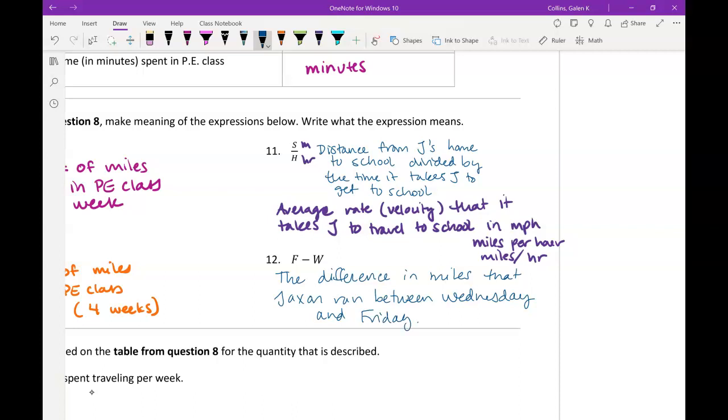So if that expression is positive, like if I were to actually plug in numbers and I got a positive, that would mean that Jackson ran more miles on Friday than Wednesday, and vice versa. If that expression gave us a negative value, that would mean that he ran more on Wednesday than Friday.